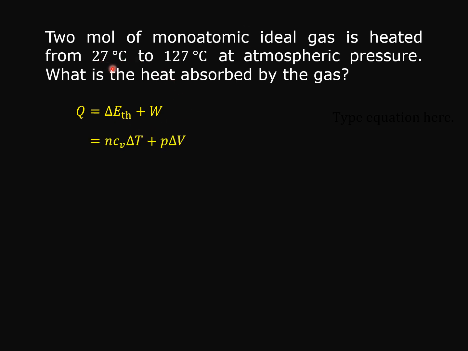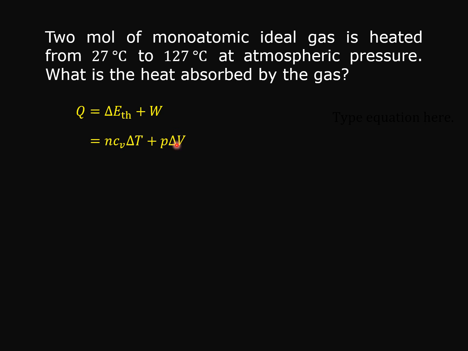Since the temperature of the gas is increased from 27 degrees C to 127 degrees C, there is a change of the internal energy of the gas. To calculate this internal energy change, we use nCv delta T, where n is the number of moles, Cv is the molar specific heat at constant volume for the gas, and delta T is the change of temperature.